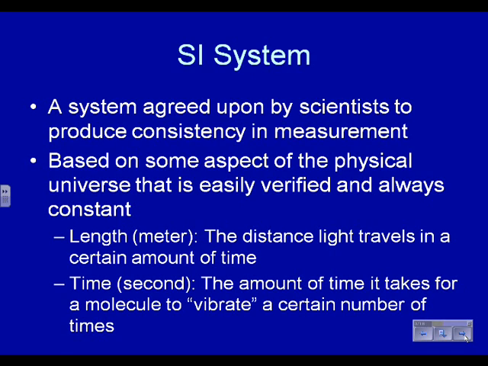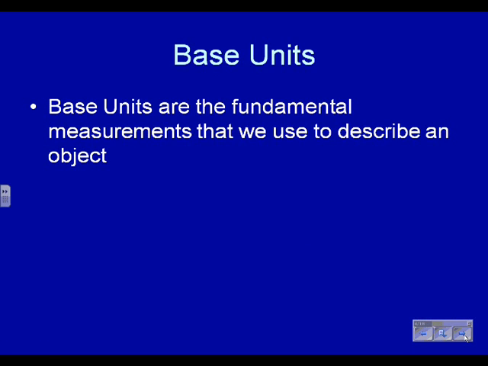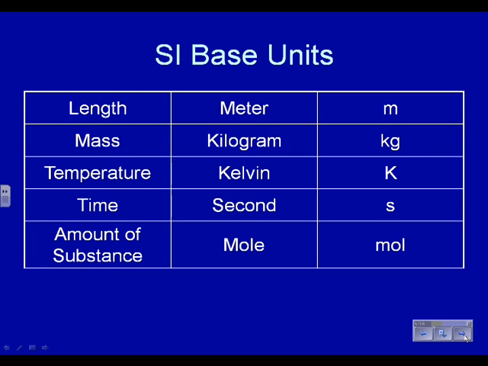All right, stand by. Slide. Base units. Base units are the fundamental measurements that we use to describe an object. There are 7 base units, and pretty soon I'm going to show you a picture. In this class, there's really only 3 that we use the most, and that's length, mass, and time. The base unit for length is a meter. We use lowercase m to abbreviate it.